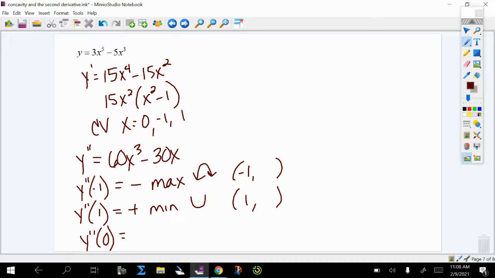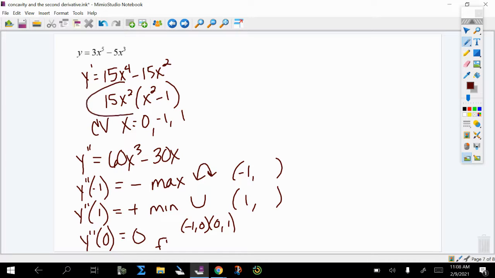So the problem is if I put 0 in, I get 0, which means the test is inconclusive. I don't know if there's a maximum or minimum or nothing there at all. So here's what I have to do. I actually have to go back and look at what happens before 0, and I need to look at what happens after the 0 with my first derivative. And I'm only, because I know things are changing at negative 1 and 1, I'm only looking from negative 1 to 0 as being what happens before and from 0 to 1 after.